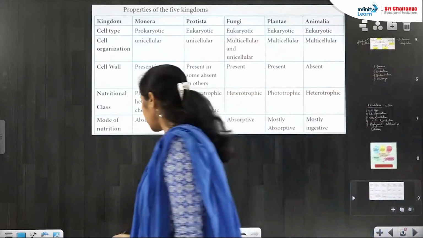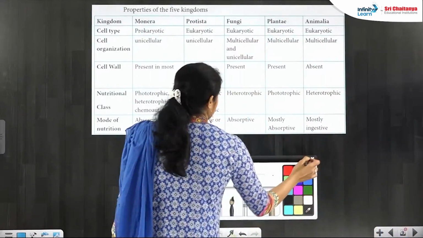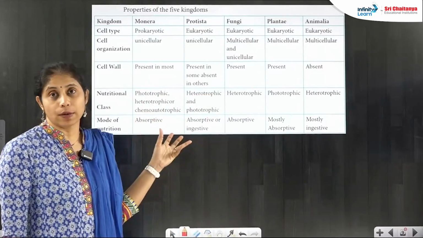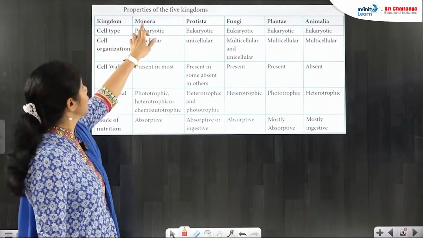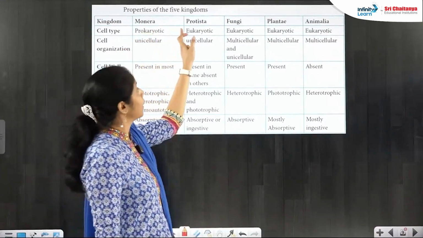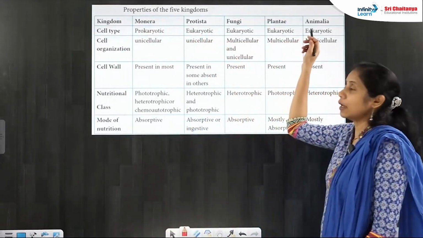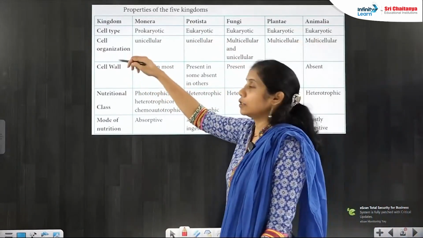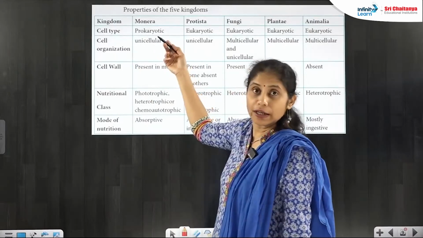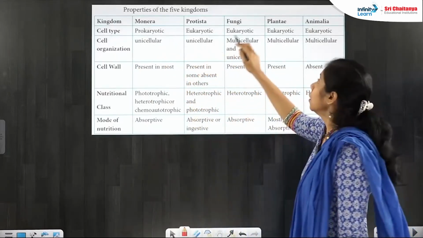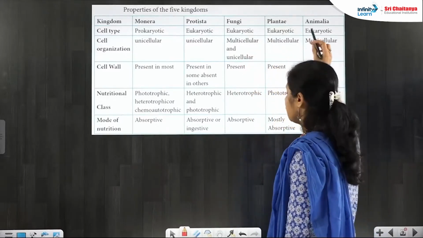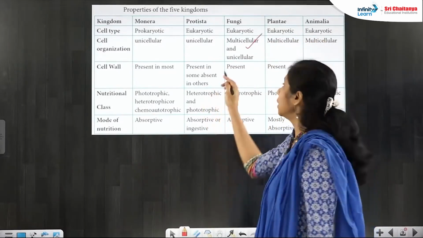Next, in the NCERT book a table is given which explains the R.H. Whittaker five kingdom classification and which points were considered by him. You can see cell type is given. In Monera, the cell type is prokaryote. Only one kingdom has all the prokaryotes, Monera. The remaining four, Protista, Fungi, Plantae, Animalia, are all eukaryotes. Cell organization, also called body organization, is whether it is unicellular or multicellular. Monerans and Protistans are unicellular, Fungi are multicellular, mostly multicellular, with one or two unicellular.